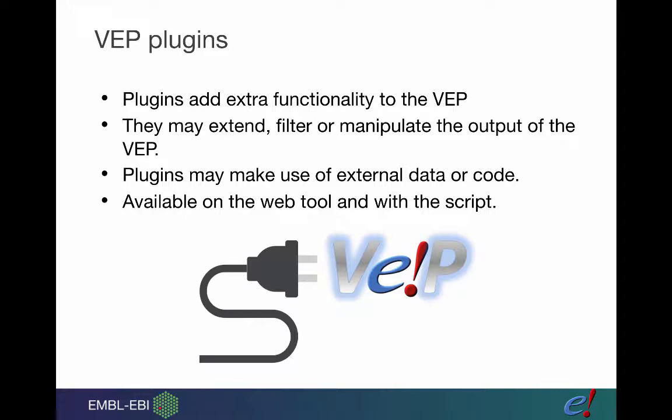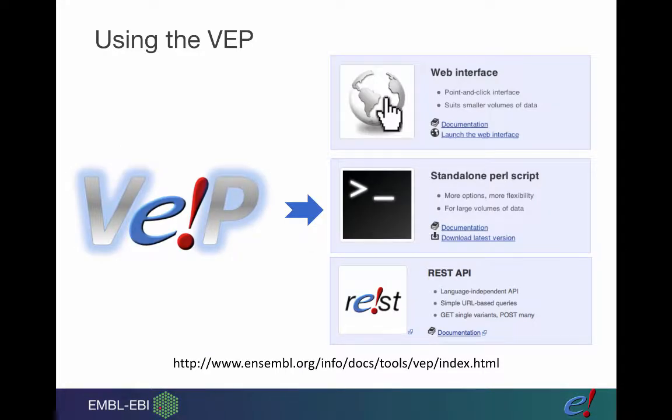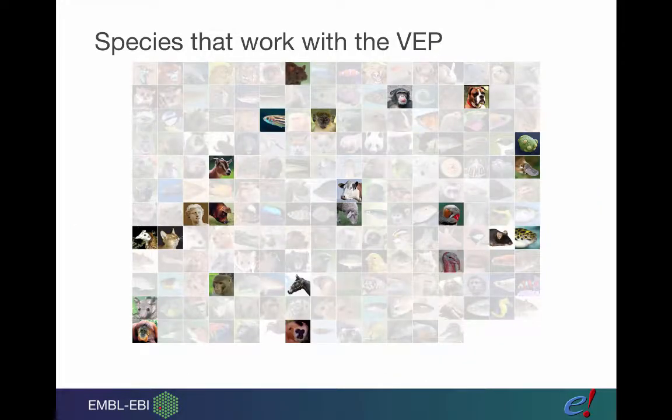You can also get plugins which add extra functionality to the VEP. They can extend, filter or manipulate the output, and they can make use of external data or code. Some of them are available on the web tool, and all of them are available with the script. The VEP has a web interface, which is what we'll use today, but there's also a standalone Perl script that you can run on your computer, and you can access it through our REST API.